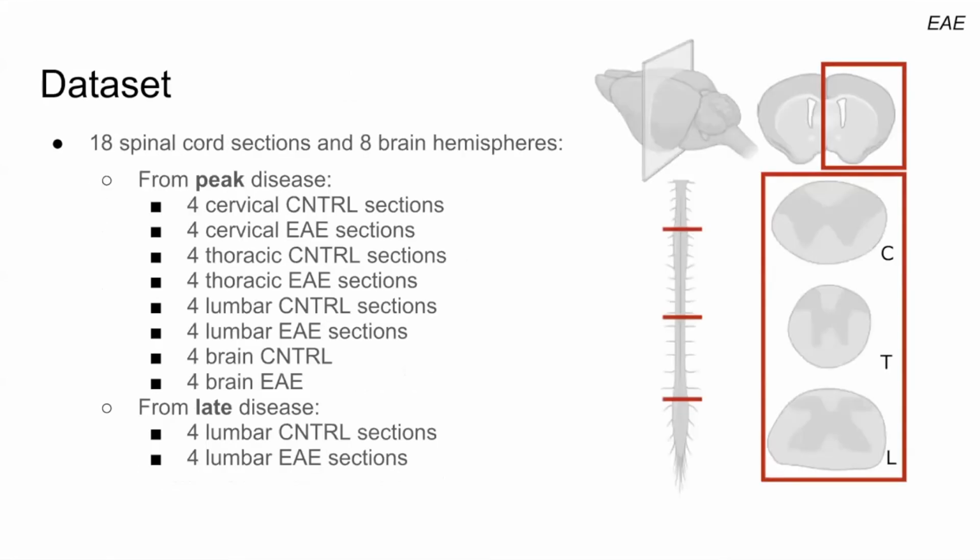And the data set collection thus far has been 18 total spinal cords and 8 brain hemispheres. So they're sort of broken down into these different regions of the CNS. So we have lumbar, thoracic, and cervical, and then the brain. And then we wanted to look at how the disease is affected across the CNS. So all in all, it's quite a big sample. I think we're closing in on 1 million cells total. So it's quite an extensive data set.